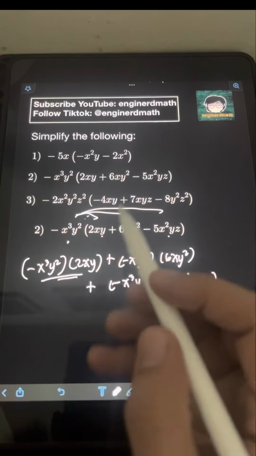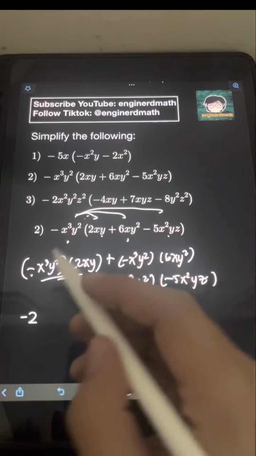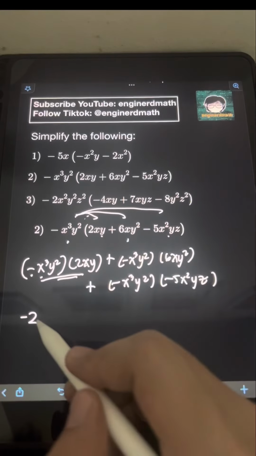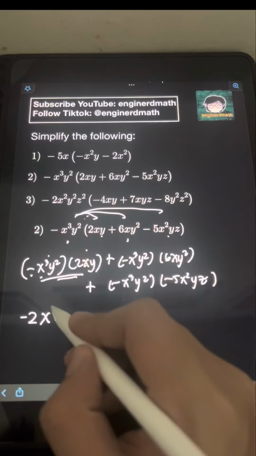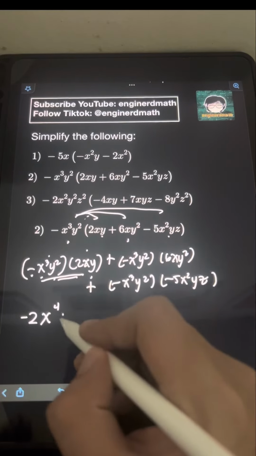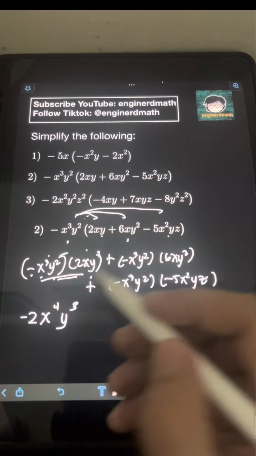So, sa first term, multiply natin yung coefficient. So, negative 1 times 2, negative 2. For x, so, applying the law of exponent, copy the same base x and add the exponent. 3 plus 1, we have 4. For y, copy the same base y and then add the exponent. 2 plus 1, we have y cubed.